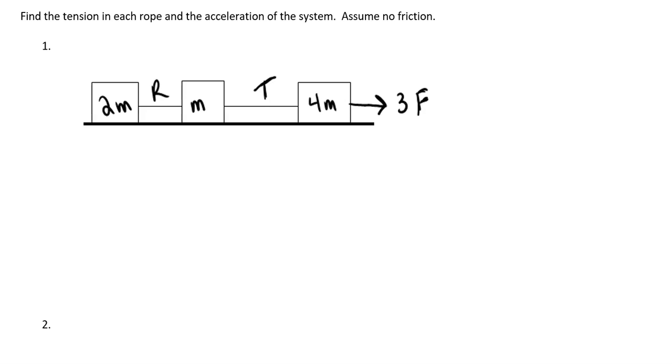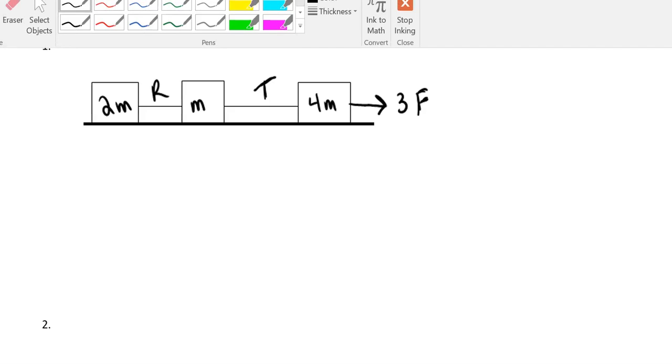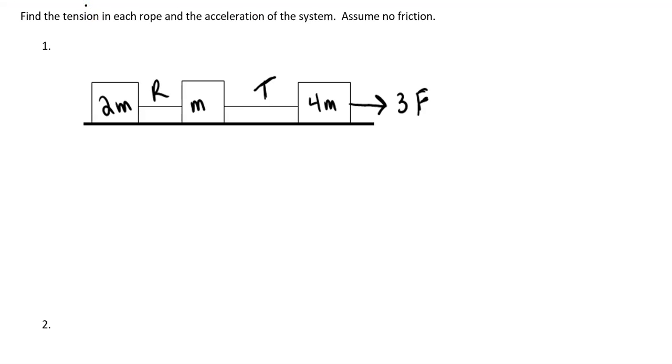So today we're going to go ahead and solve for the acceleration of this system connected by ropes R and T. Okay, so first thing we're always going to do when we have a problem involving forces is draw a good old free body diagram. So go ahead and draw your free body diagram for the system, and I'll draw one here as well.